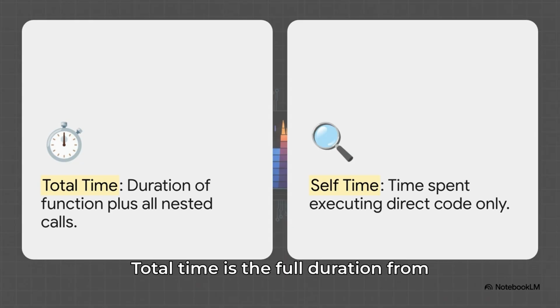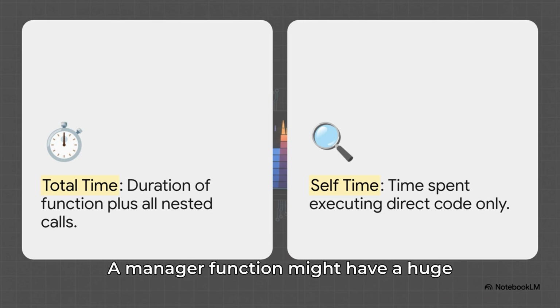self-time. Total time is the full duration from the exact moment a function started until it completely finished, including all the time it spent waiting for its child functions to run. Self-time, on the other hand, is only the time spent executing code directly inside that specific function alone, completely ignoring its children. Think of it like a manager.